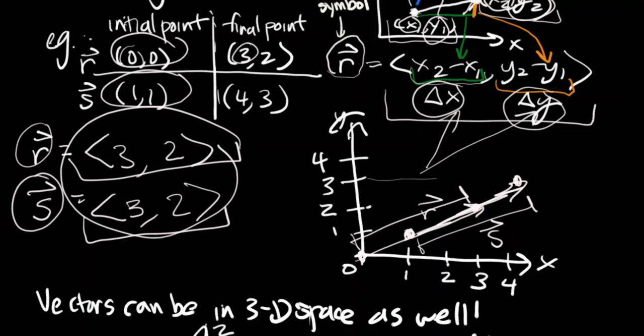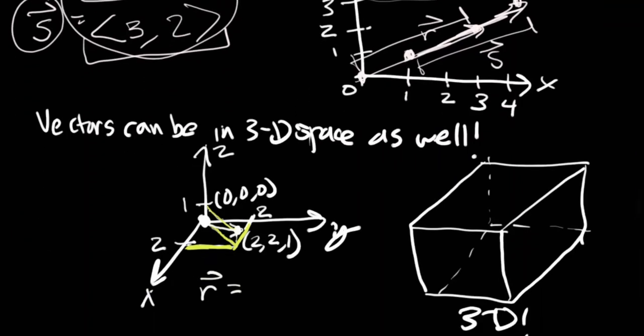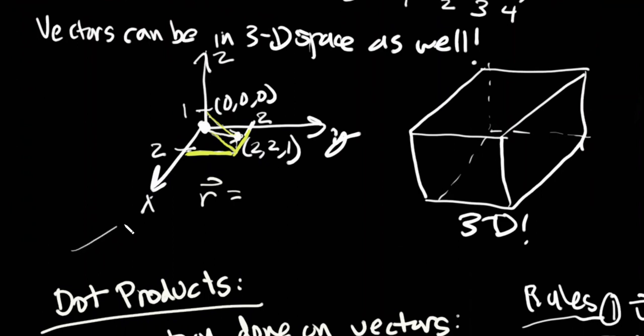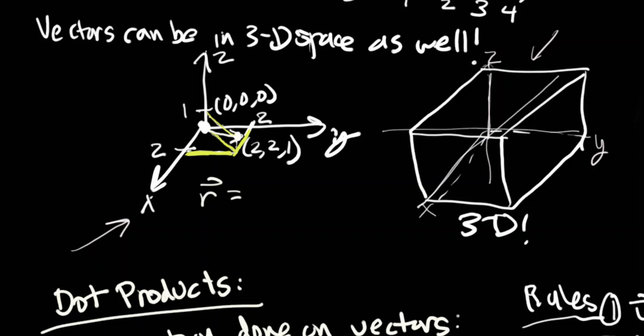Now, guess what? Vectors can be in 3D space as well. This is a 3D coordinate system, and it kind of looks like the back of a cube if you think about it. The z is always the up and down, the y is always the horizontal, and in this case, the x will be pointing towards or away from us.